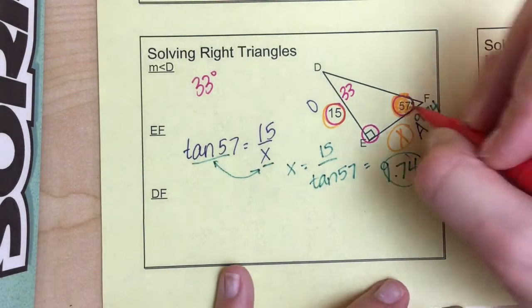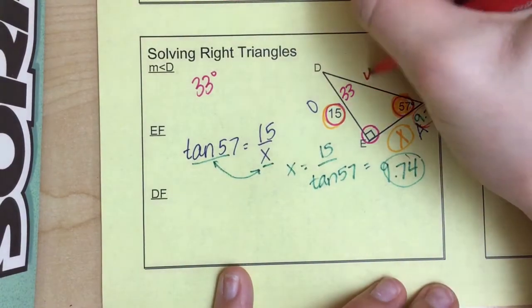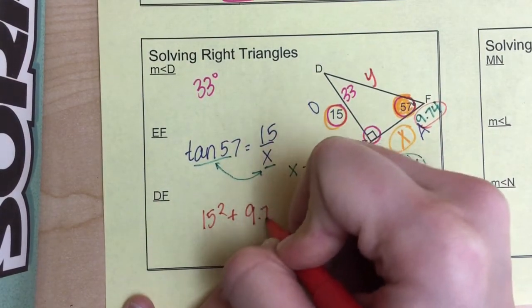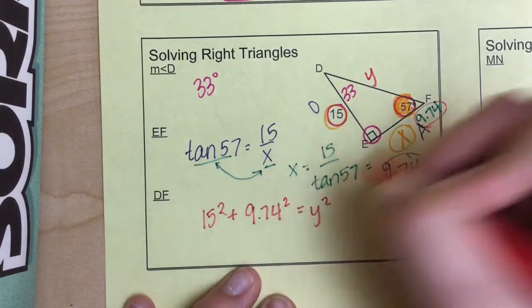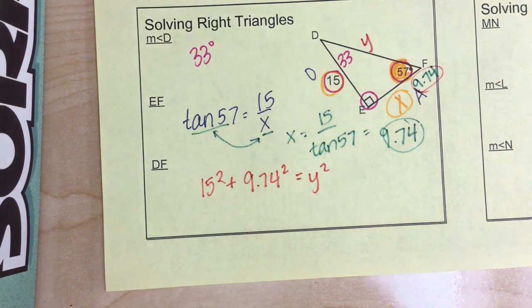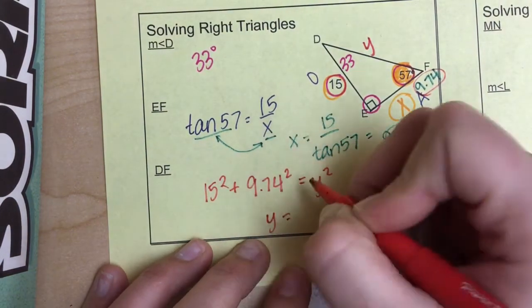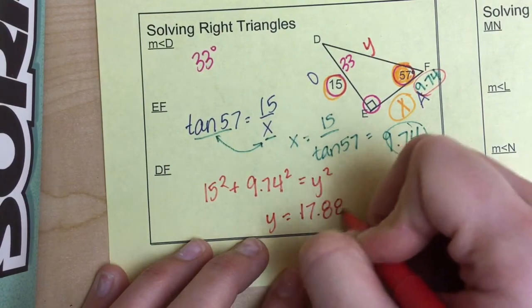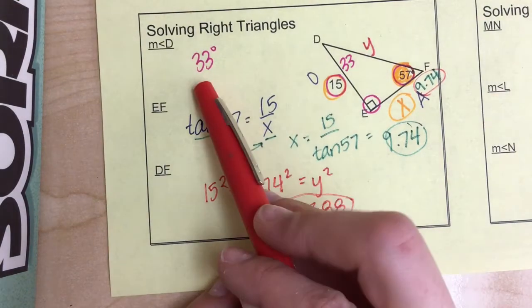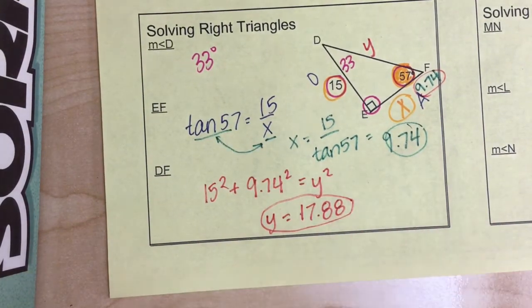Once I have two sides, I have 15, I have 9.74, I can go ahead and find that last side. So I'm gonna take 15 squared plus 9.74 squared equals y squared. Take the square root of that, and I get about 17.88. If you did it correctly, it should look like that. So I got an answer of 33, 9.74, 17.88.